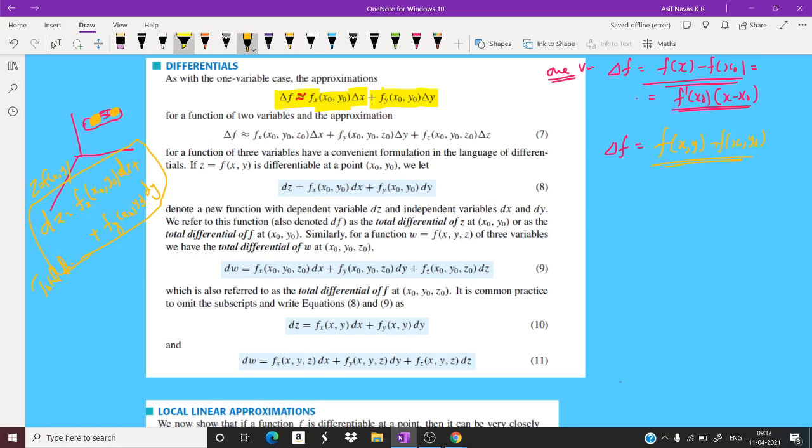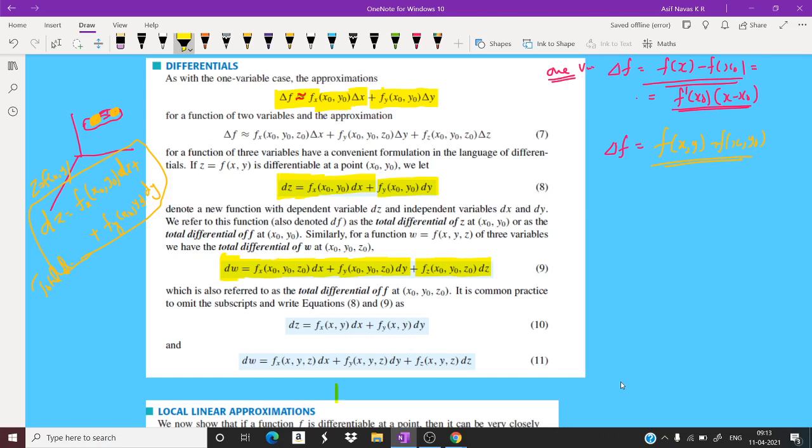So we know that dz, the total derivative, is fx at x naught y naught dx plus fy at x naught y naught dy. Now if it is in three variables, f of x y z, then the total derivative is dw equal to fx at x naught y naught z naught dx plus fy at x naught y naught z naught dy plus fz at x naught y naught z naught dz. So this is the derivative in two variables and three variables.